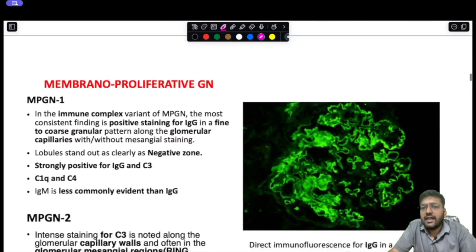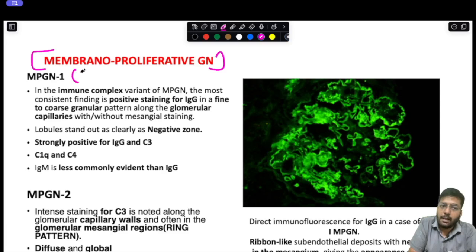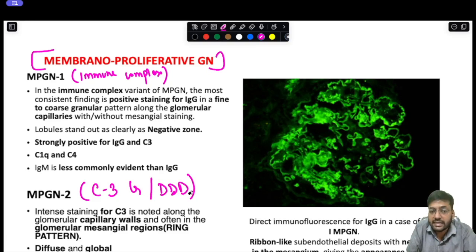Next, let us see the next important glomerular disease, that is membrano-proliferative glomerulonephritis. Now, there are two types. The number one is the MPGN type 1. It is the immune complex variant of MPGN. And the second variety is basically a type of C3 glomerulopathy, also called dense deposit disease. Okay, so this is mainly what is followed in short.